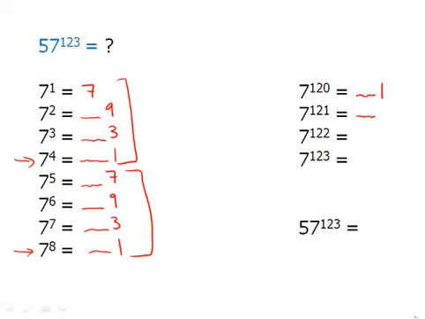After 1, we have a unit digit of 7. After 7, we have a unit digit of 9. After 9, we have a unit digit of 3. So that means 7 to the power of 123 has a unit digit of 3. And therefore, any number ending in 7 to the power of 123 would have a unit digit of 3. So that means that our friend here, 57 to the power of 123, has a unit digit of 3.